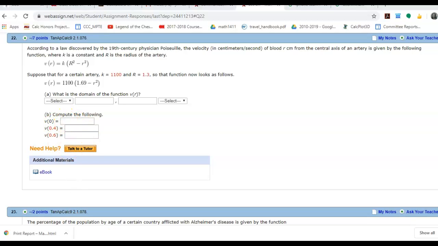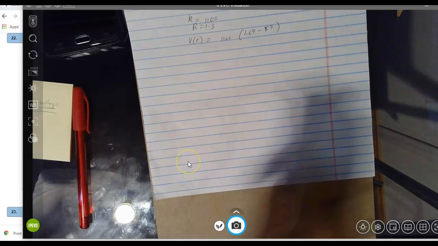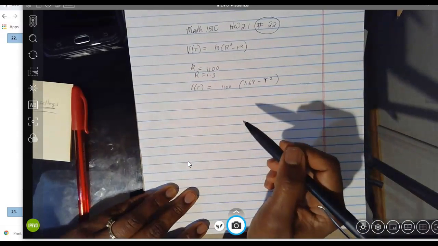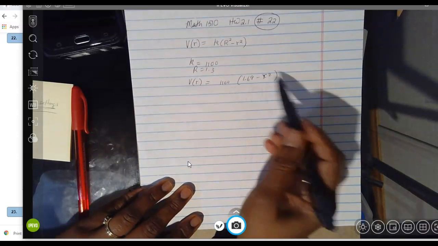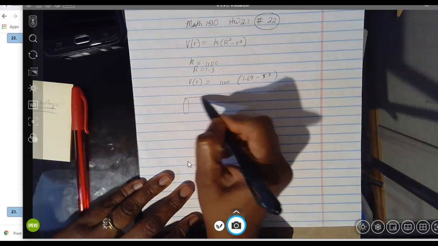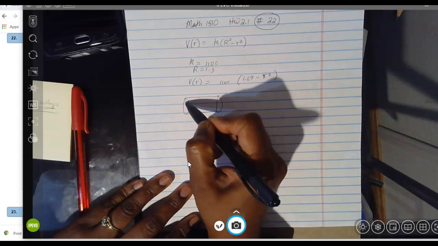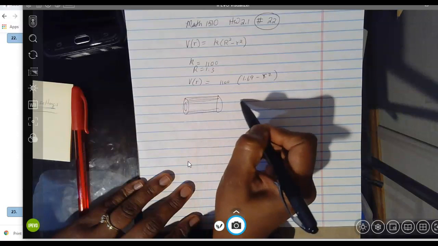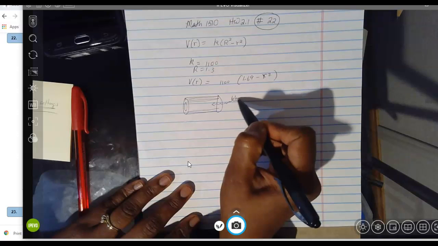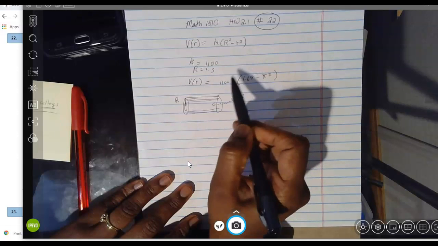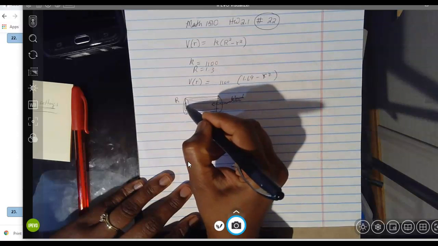So I'm going to switch over to my document camera. So this is the version that I have. Now remember that this is a real world problem. So when you're finding the domain, you're not looking at this as just an abstract algebra situation. This is talking about blood going through an artery, and it's got a certain amount of thickness. The thicker it is, the harder it is for the blood to flow through. So big R is the radius of the artery, and that's fixed to be 1.3. Little r is the distance from the central axis to the wall.